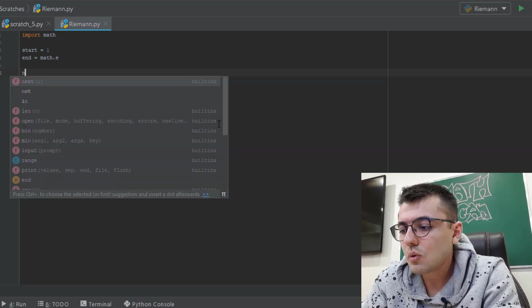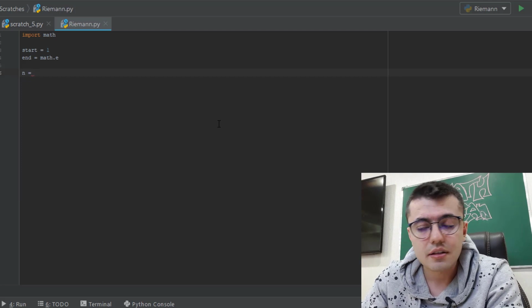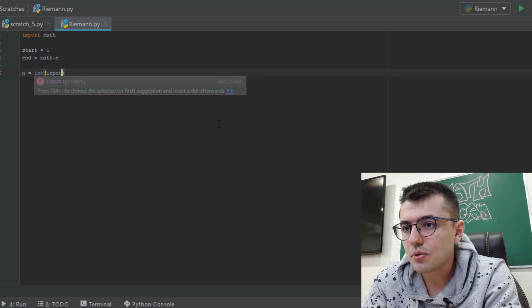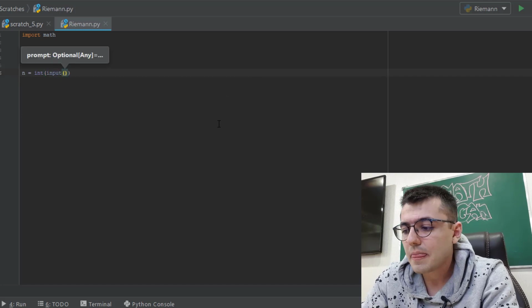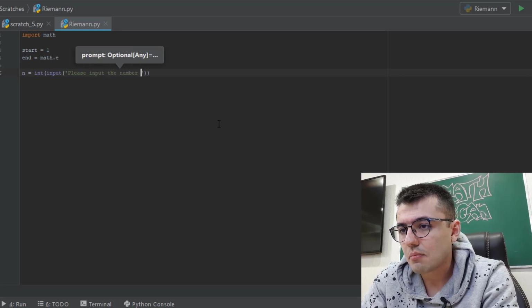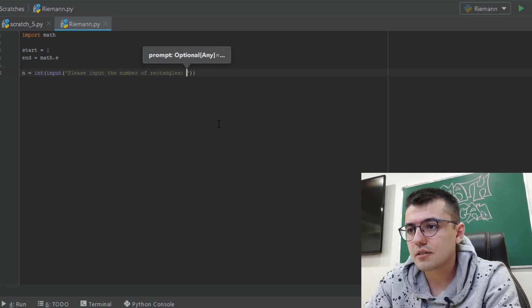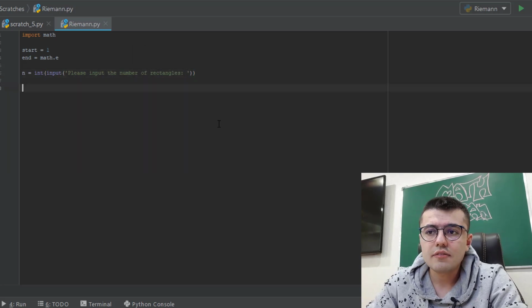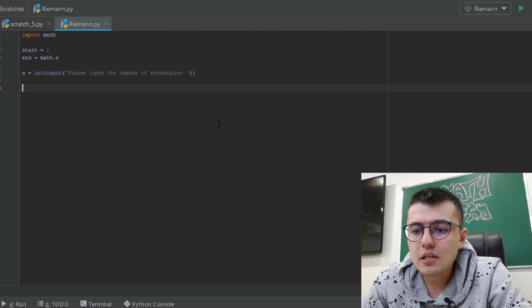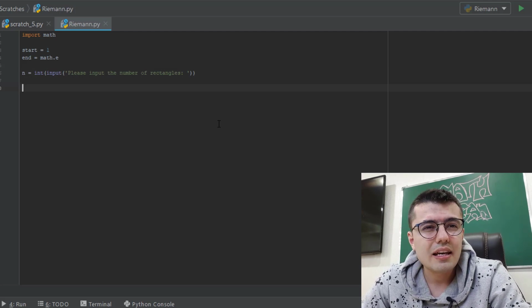After that, I will need the number of rectangles. And I will ask the user to input the number of rectangles. And I will print the message, please input the number of rectangles. Great. So after the user inputs the number of rectangles, I will want to find the width of each rectangle.